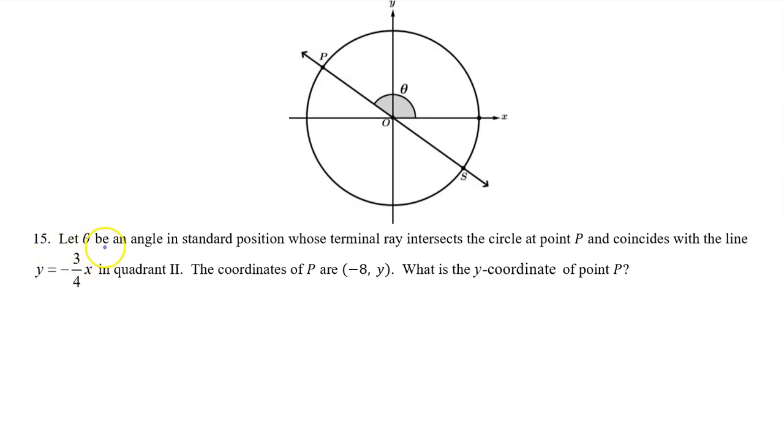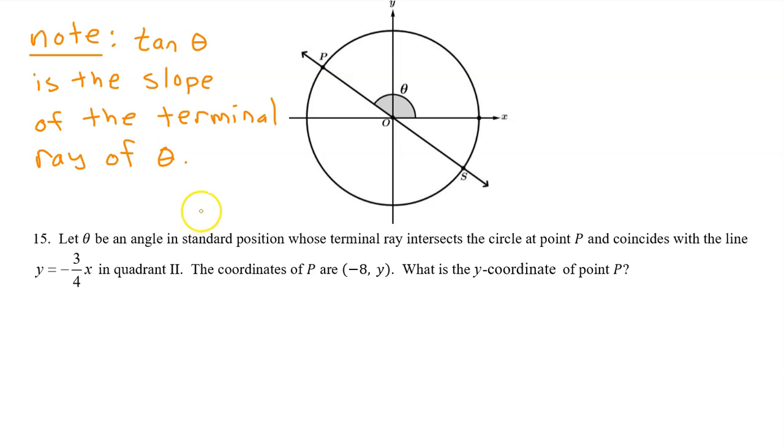15. Let theta be an angle in standard position whose terminal ray intersects the circle at point P and coincides with the line y equals -3/4 x in quadrant 2. The coordinates of P are -8, y. What is the y coordinate of point P?